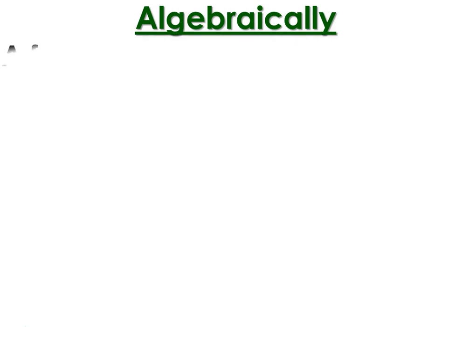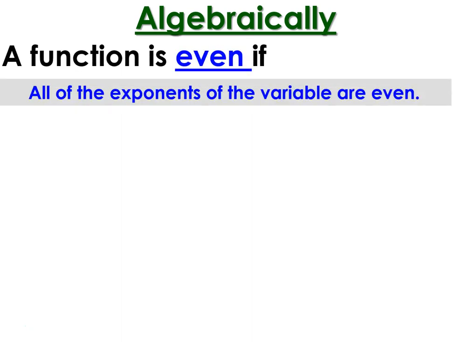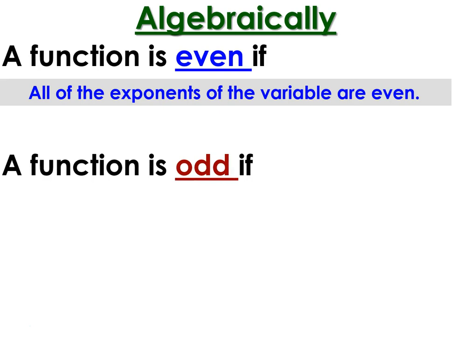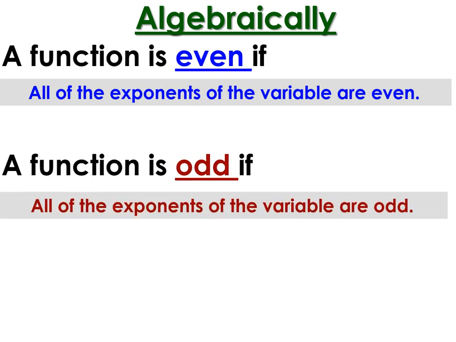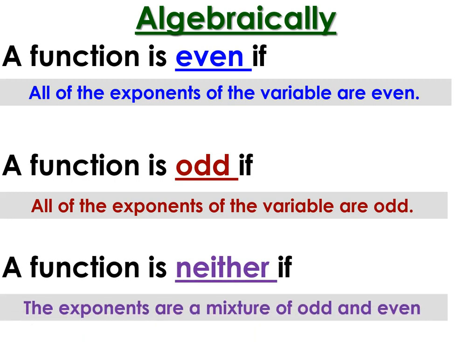One is algebraically. So you know a function is even if all of the exponents are even. If you think of the polynomials that we've been working with this year, we're going to look at the exponent on the variable, and as long as they're all even numbers, then the function is even. You can probably guess that if the function is odd, all of the exponents were odd numbers. And then there's the case, what if I have some of both? That would be the situation that's neither.